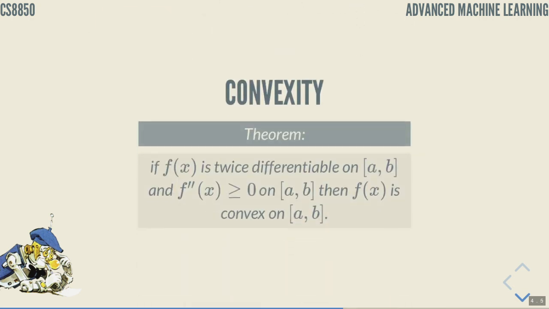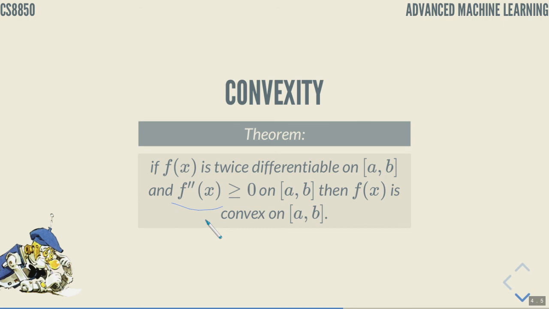Okay, moving on. So, a theorem for convexity. If f of x is twice differentiable on an interval a, b, and the second derivative is greater than or equal to 0 on the same interval, then the function is convex on that interval. So the thing to note is that non-negativity of the second derivative, or Hessian in the general case, is important.